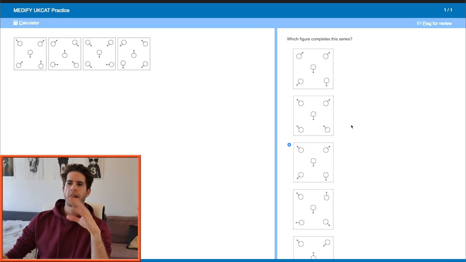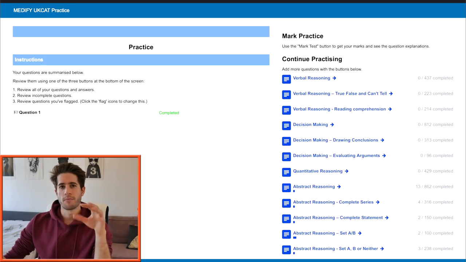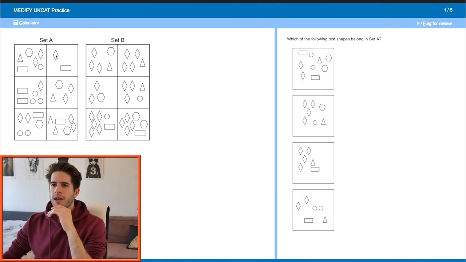So notice not all the arrows move at 90 degree increments. Some of them move at 45. But again, just notice what's going on one shape at a time and you should be able to figure out the pattern quite easily. All right, so another set A, set B question.